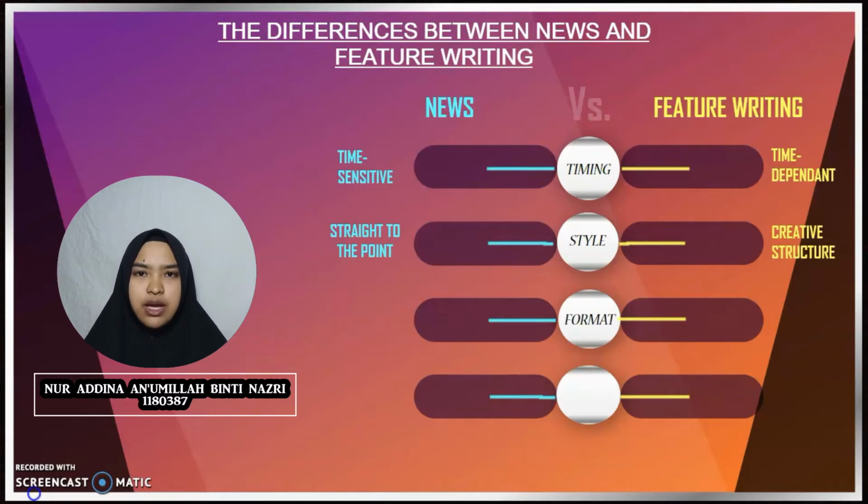From the format aspect, news stories use the inverted pyramid writing style, which goes from the most important information to the least important information. Meanwhile, feature stories use the essay format, which consists of an introduction, body, and conclusion.